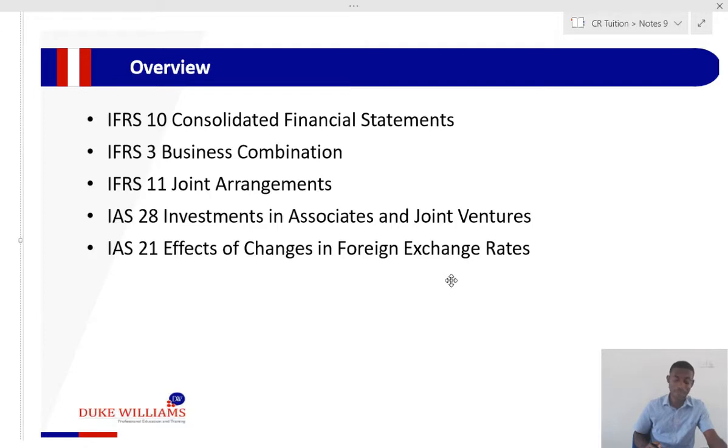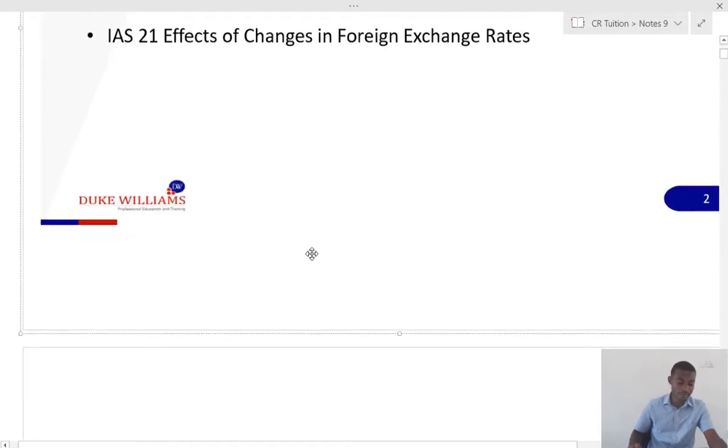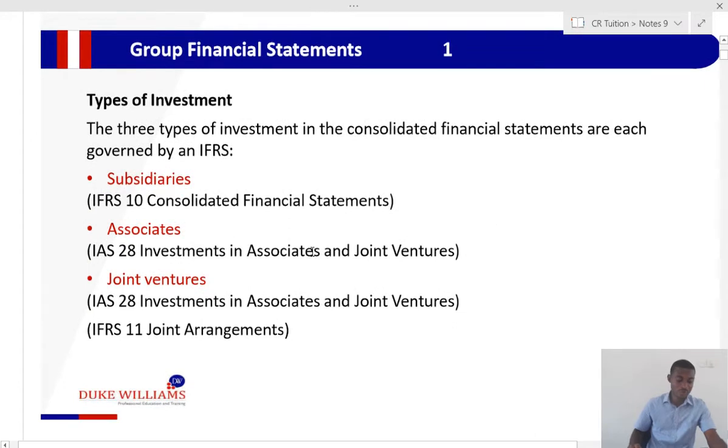Then the last part of it will be IAS 21, The Effects of Changes in Foreign Exchange Rates, particularly accounting for foreign operations, for subsidiaries. So this is what we'll cover. Now let's look at the details.